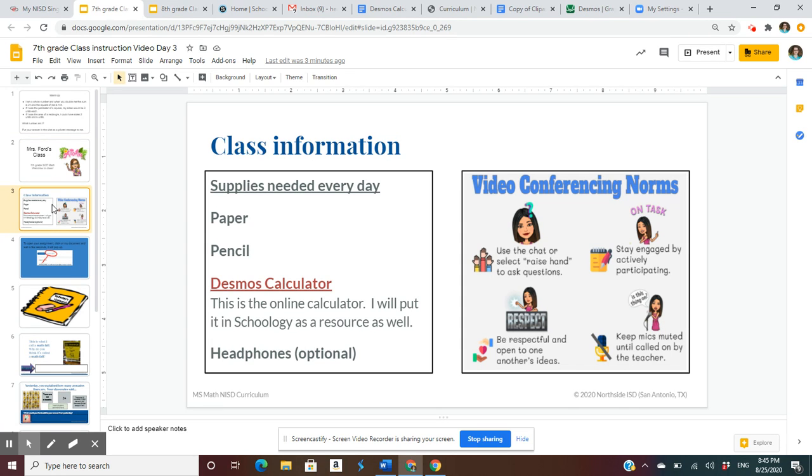Let's review a few things. Supplies needed every day: paper, pencil, and the Desmos calculator. Optional is your headphones so that you can hear me. Our conference norms are: use the chat and select raise your hand to ask questions. Stay engaged by actively participating. Respect: be respectful and open to one another's ideas. And also keep your mics muted until called on by the teacher.